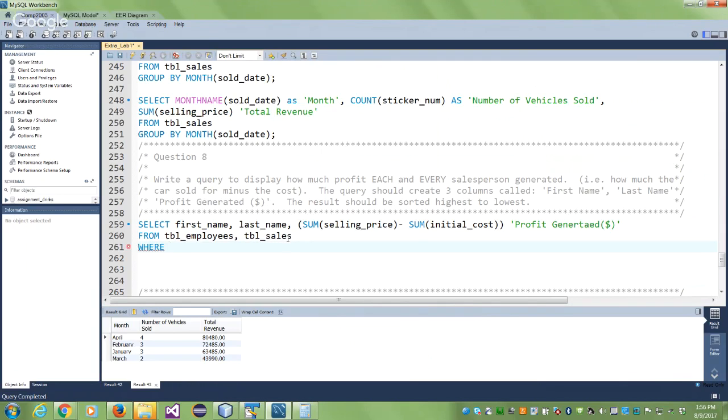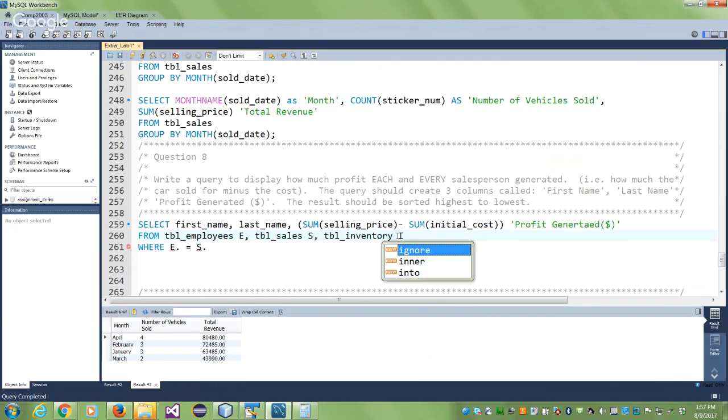Okay, so now where? Oh, the joining condition. Let's say E and S. I think also initial cost is in the inventory table. Oh, sorry, yeah, inventory table. Oh, so 3 tables? Yeah. Yep, 3 tables. I'm not even thinking, the selling price is in S, but the initial cost is in the inventory table. Yep, thank you. I was saying, oh, the initial cost is in the same table. Of course, it's not in the same table. It's in the inventory table.